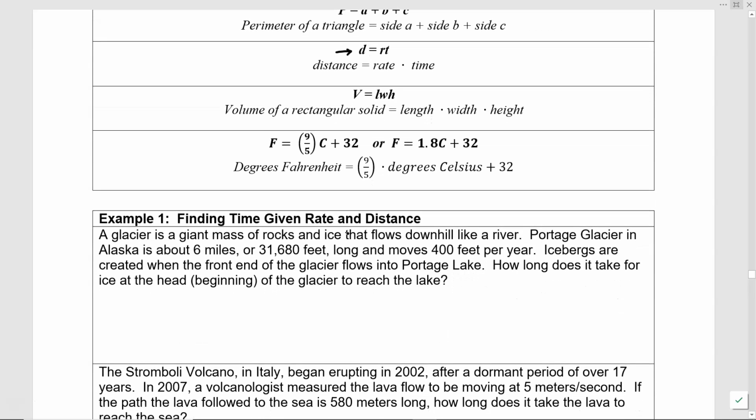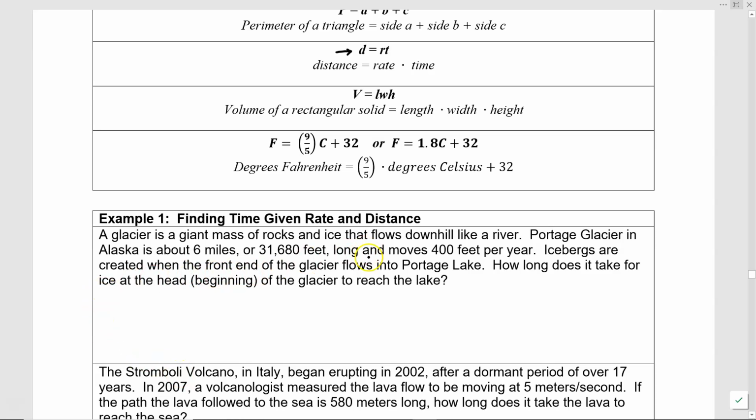Here's the first one where it says, a glacier is a giant mass of rocks and ice that flows downhill like a river. Portage Glacier in Alaska is about 6 miles, or 31,680 feet long, and moves 400 feet per year. Icebergs are created when the front end of the glacier flows into Portage Lake. How long does it take for ice at the head, beginning of the glacier, to reach the lake?